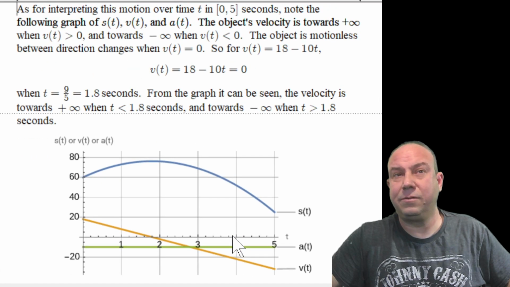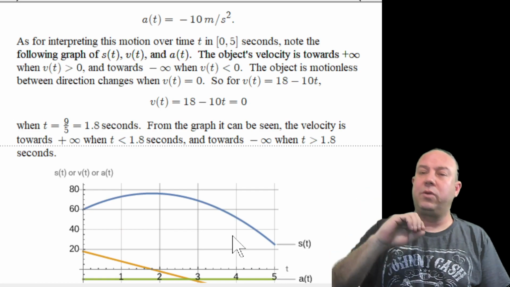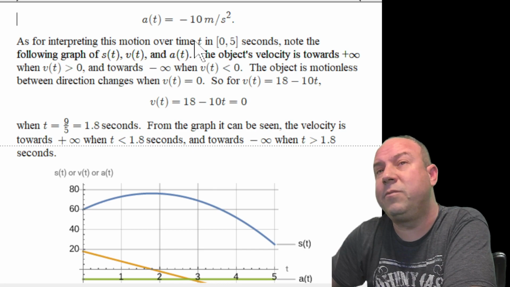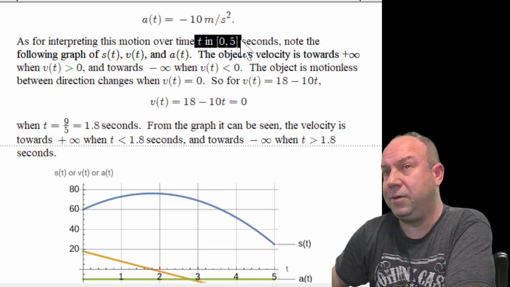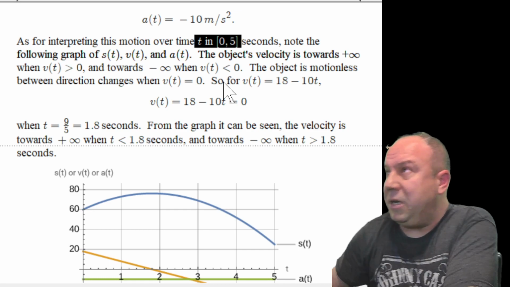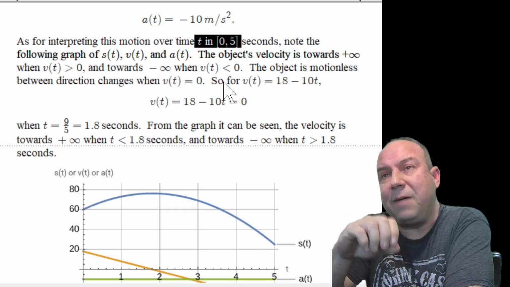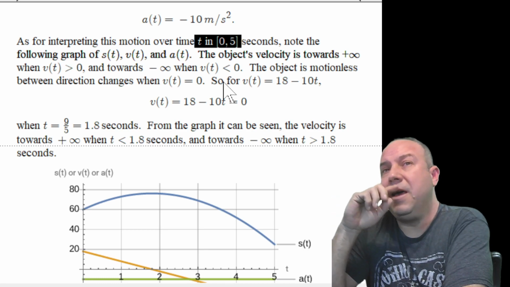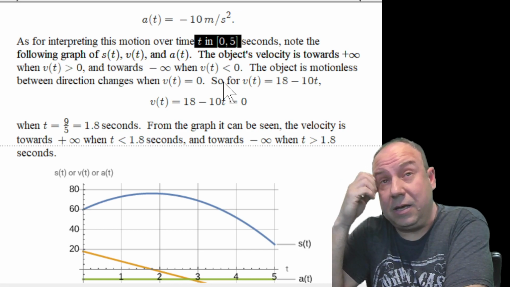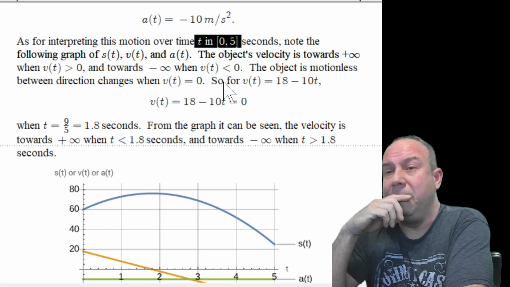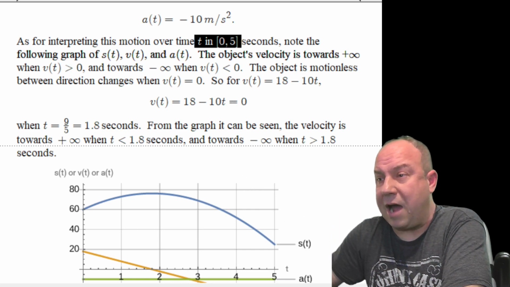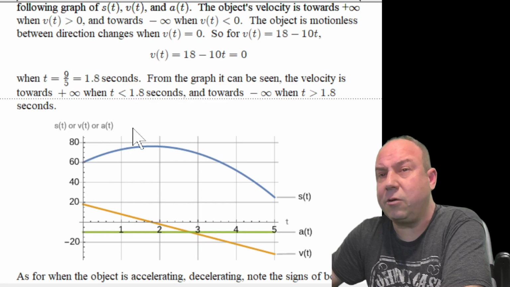Now, as for interpreting that motion, we might consider interpreting it over an interval of time from 0 to 5 seconds. To begin with, we might be interested in, when is the object motionless? That object, if we note its position is behaving quadratically. And if we go down and look at a graph of it, here's the graph of that position.